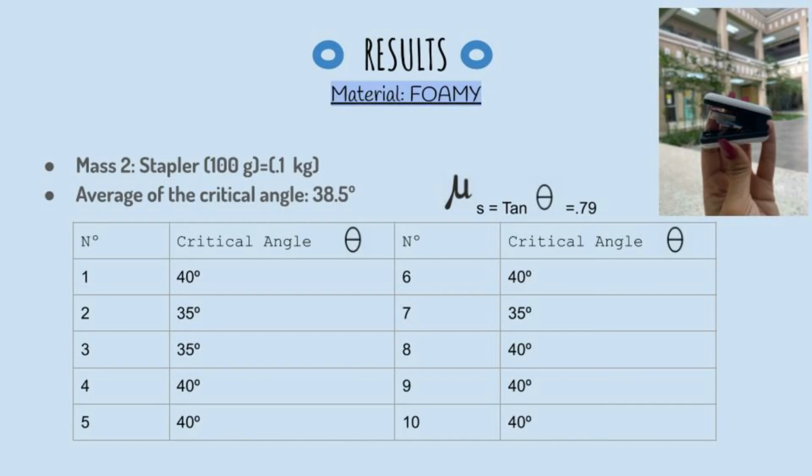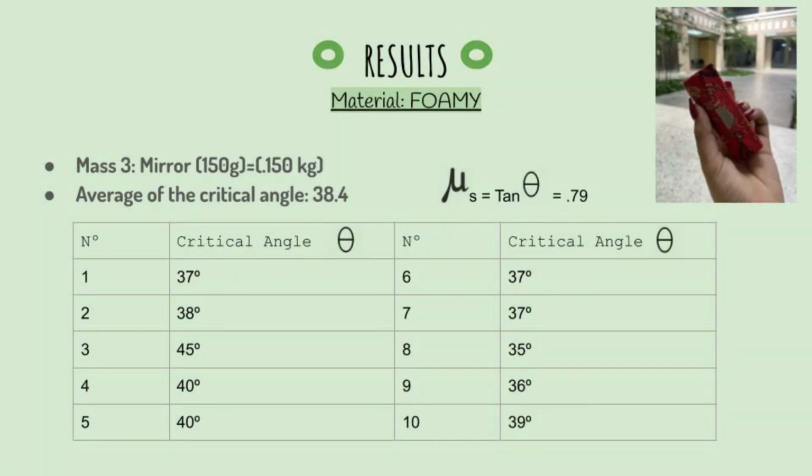The second object is a stapler, which has a mass of 100 grams. The average of the critical angle is 38.5 according to the 10 tries we made, and its coefficient of friction is equal to 0.79. Finally, the third object was a mirror, which has a mass of 150 grams. The average of the critical angle is 38.4, and the coefficient of friction that we obtained is 0.79.